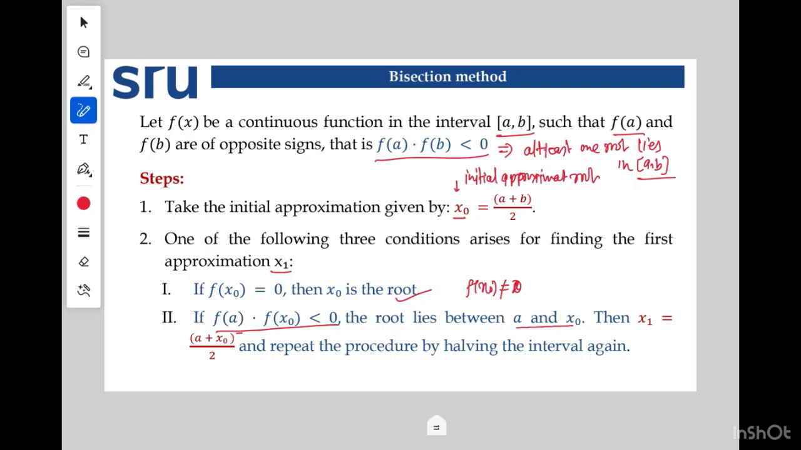Then if we have the interval a and x naught, we can calculate the first approximate root x1 equal to a plus x naught divided by 2. So what is x1 here? It is your first approximate root. And how to obtain x1? X1 is the midpoint of a and x naught.